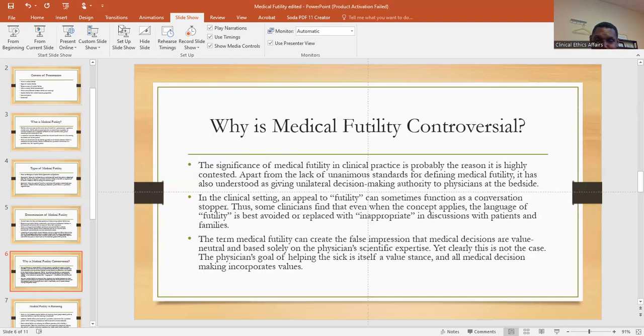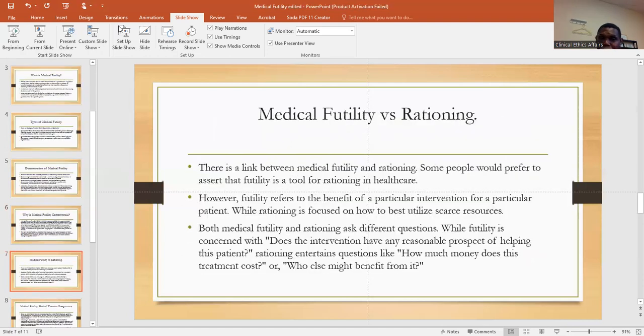The term medical futility can create a false impression that medical decisions are value neutral and based solely on the physician's scientific expertise. Yet, clearly, this is not the case. The physician's goal of helping the sick person is itself a value stance, and all medical decision making incorporates that value.